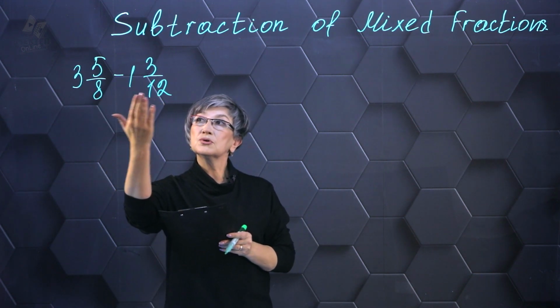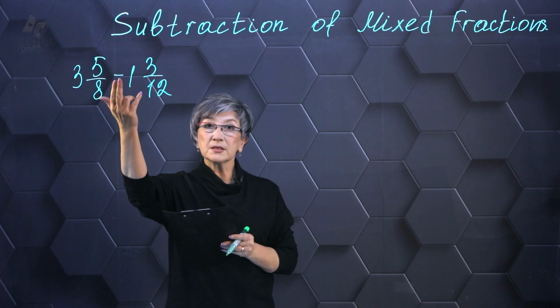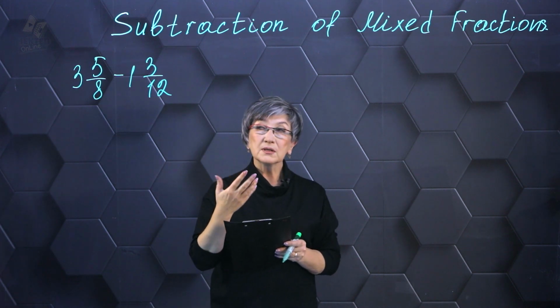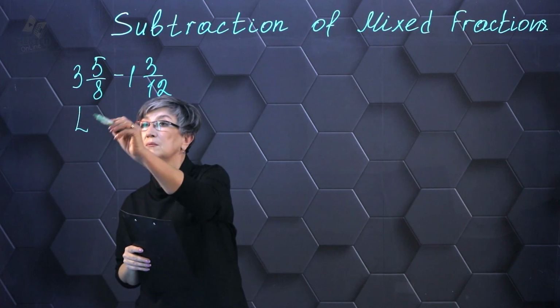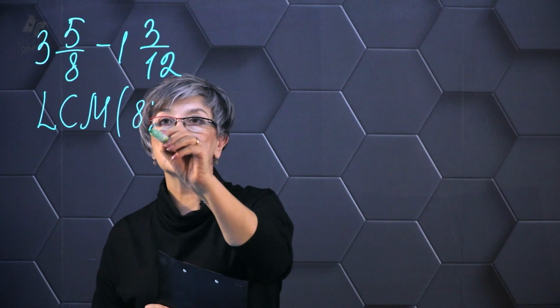Notice that my denominators are not equal. I have a minus sign between the fractional numbers. So I conclude that I need to bring them to a common denominator. Find the lowest common denominator or multiple for the numbers 8 and 12.